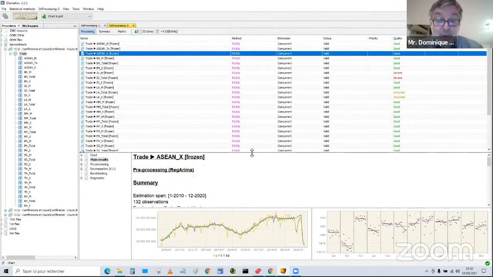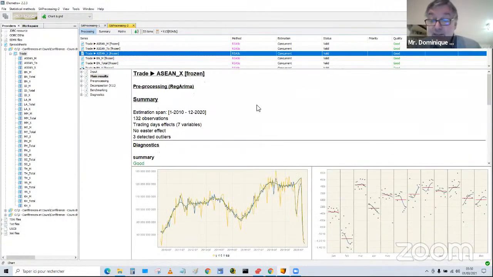Let me have a look at the data. I guess I have the same problem at the end of not all the data. Let me comment on it. I have a trading day effect, no Easter effect for sure, and 3 detected outliers. So for ASEAN, it's clear that I should not have an Easter effect. I do not see why in trade statistics I should have an Easter effect.